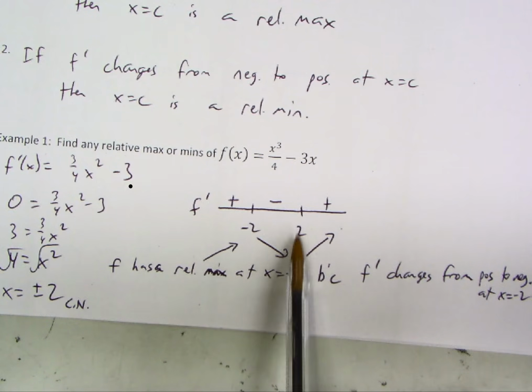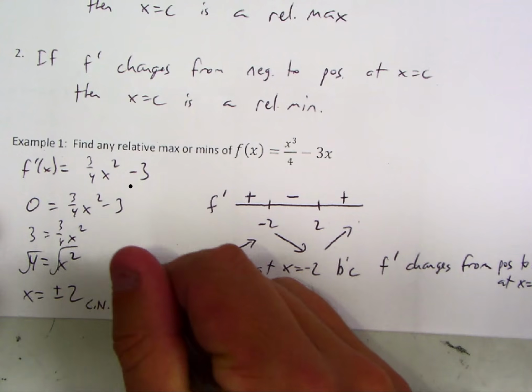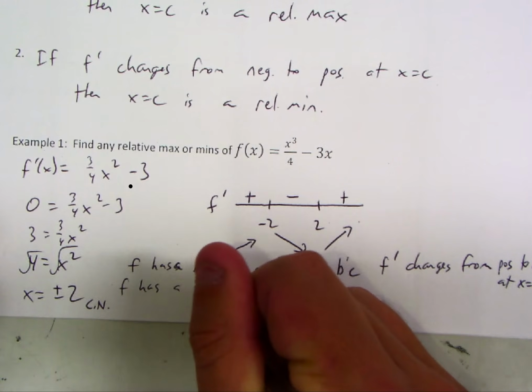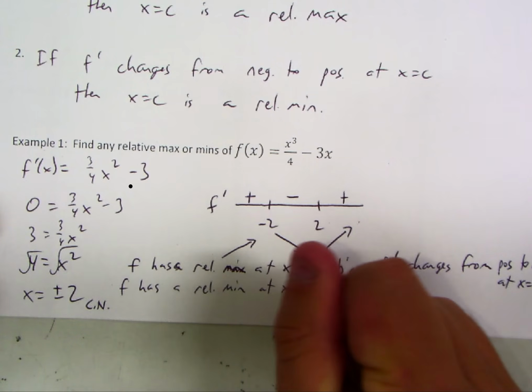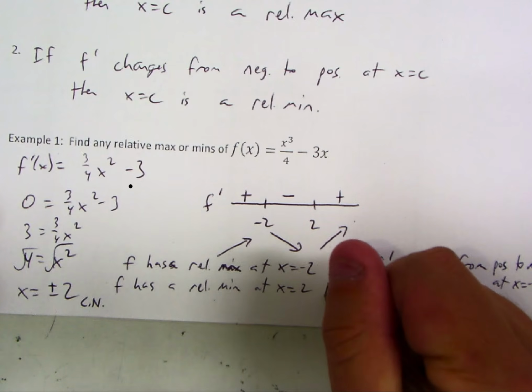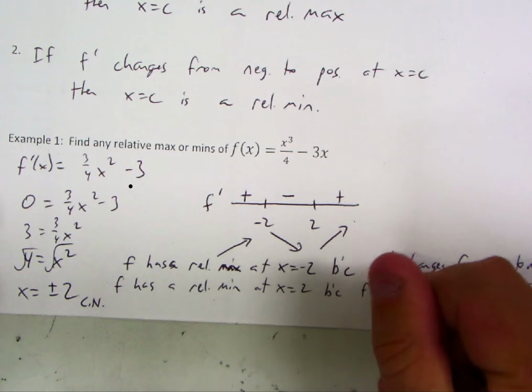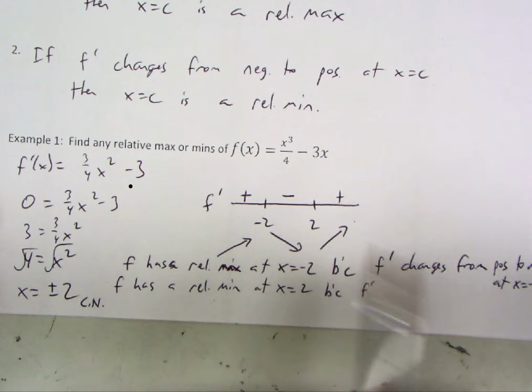And then f also has a min right here at 2. So f has a relative min at x equals 2 because f prime changes from negative to positive at x equals 2.